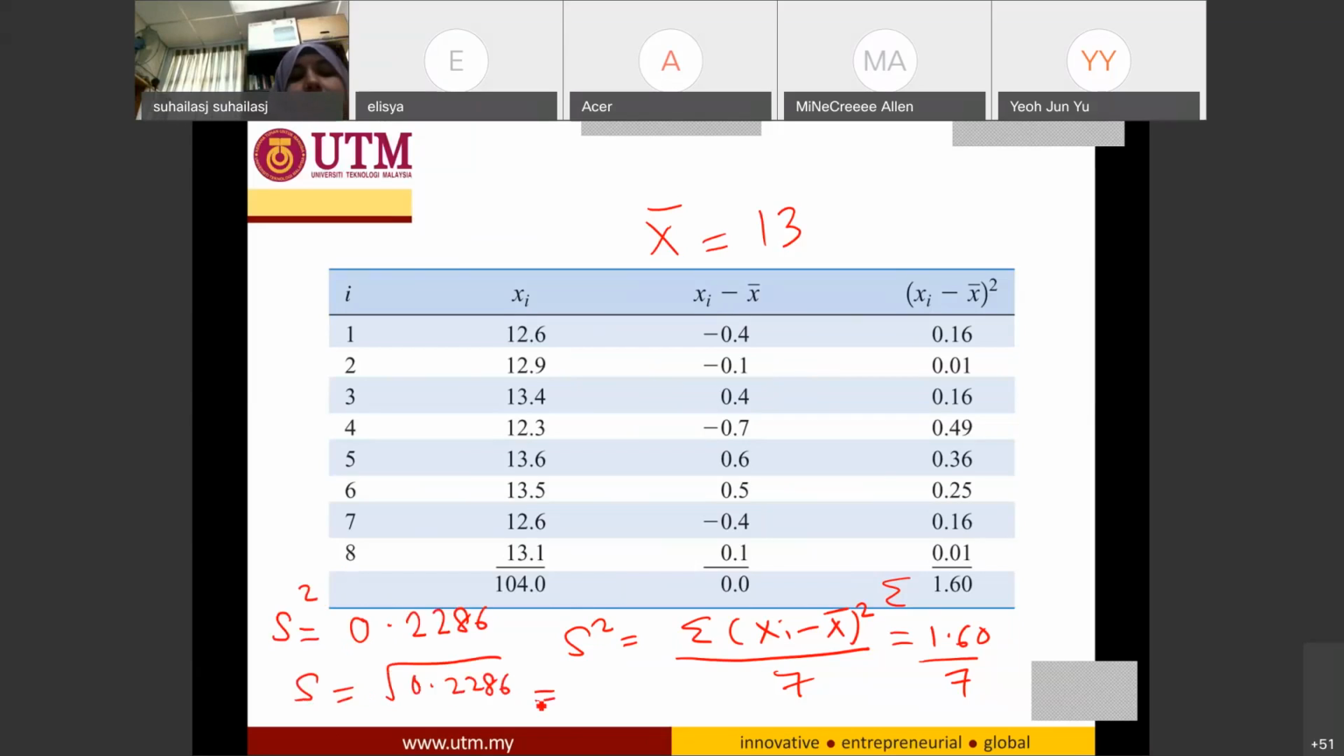Okay, we will have the other value. So itu sample standard deviation. Okay, everyone is clear? Boleh ke? Yes. Ada nak bertanya ke?